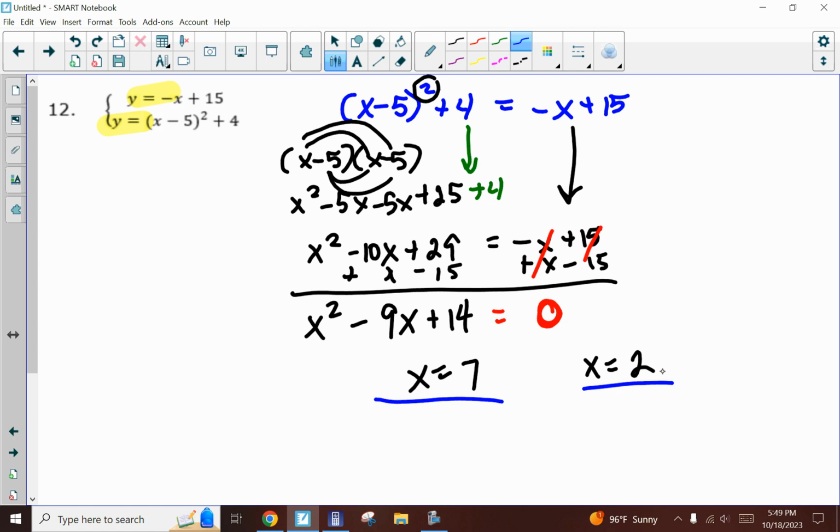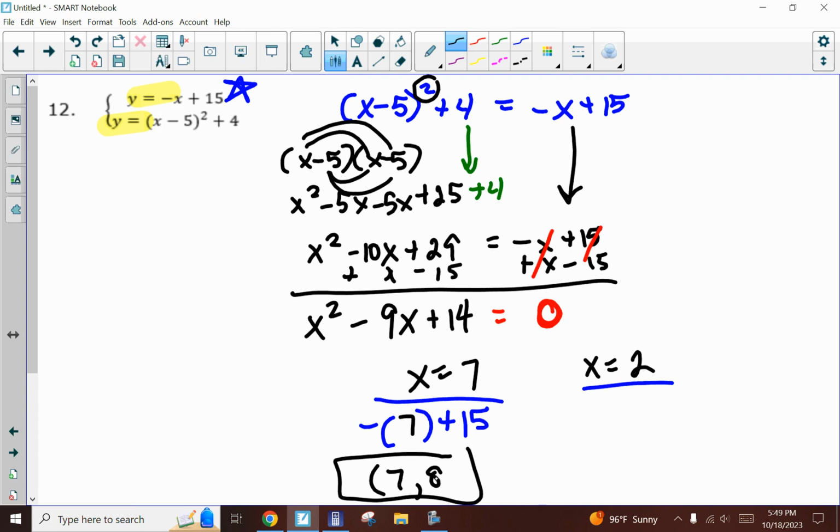And we're going to take those and plug them in to the problem that doesn't have the exponent in it. So it's negative parentheses plus 15. We stick the 7 inside. Negative 7 plus 15 is 8. So I have 7 comma 8 as one of the answers. Put that in parentheses. And then put in the 2, and that gives me negative 13. So that's my y value, so x is 2.